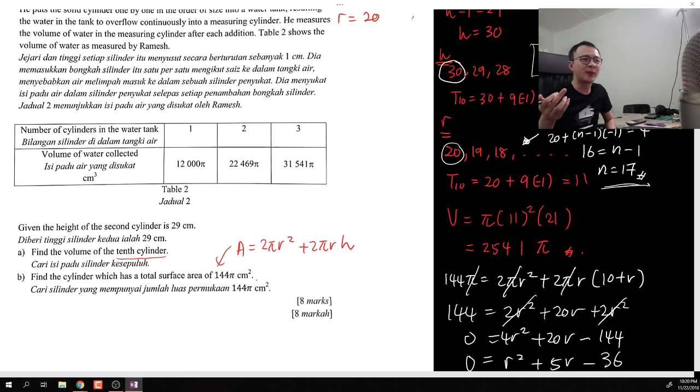So what's 2 pi rh? This one, 2 pi r squared plus 2 pi rh, is basically the formula for a cylinder to find the total surface area.